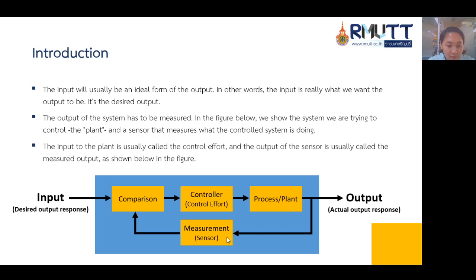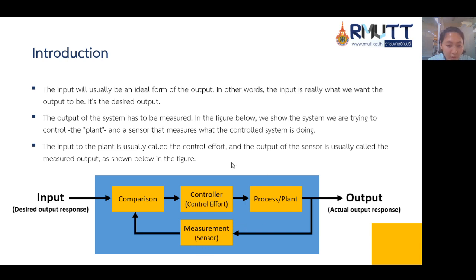There is a block diagram in here. The input will usually be an ideal form of the output. In other words, the input is really what we want the output to be. It's the desired output. The output of the system has to be measured.